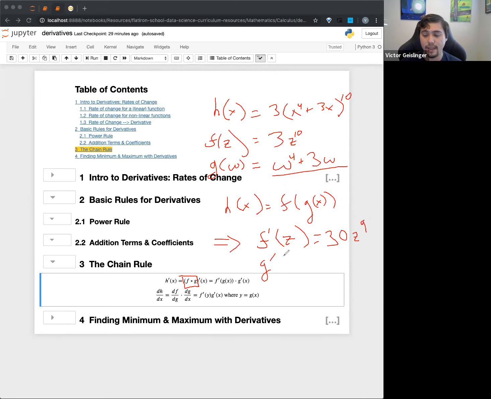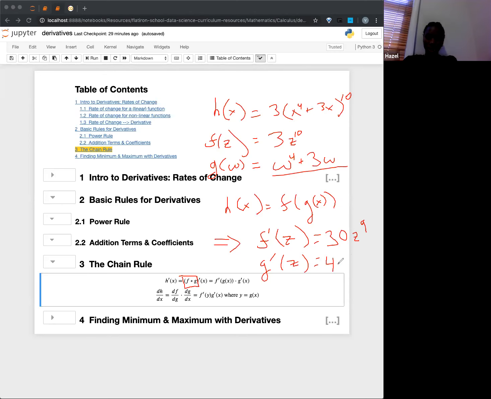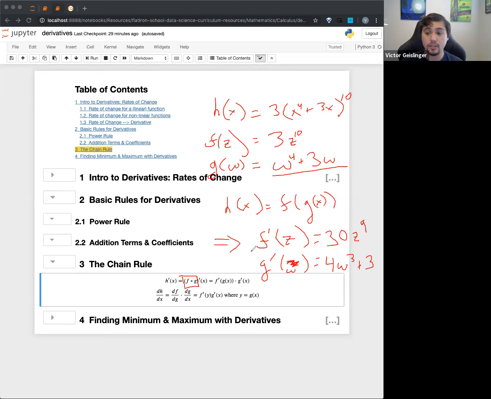Okay, and then someone else wants to tell me the derivative of G, or I'll just use Z as well. Derivative of G. 4w cubed plus 3. Perfect. And I'll keep W since that's what I had over there, but it doesn't matter what letter it is, right? Okay, so good. So I have those two parts.